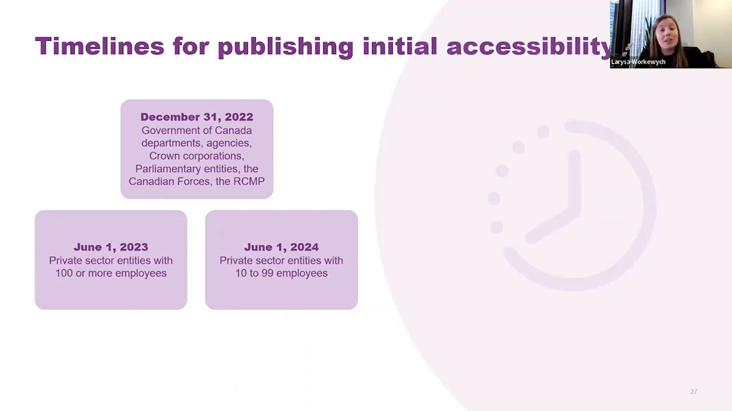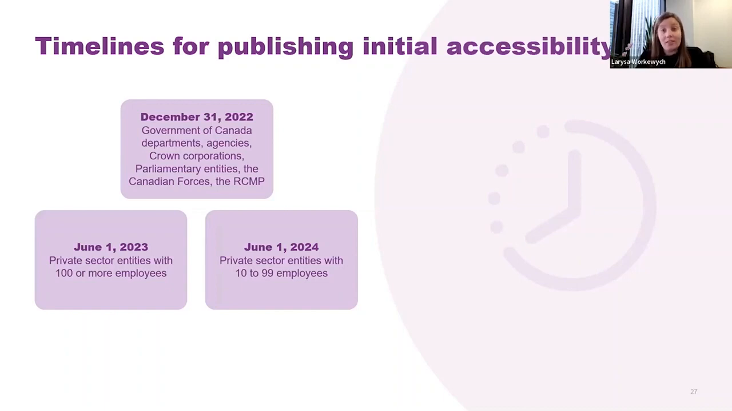If you're a private sector entity with 100 or more employees, you've got a little bit more time. Your deadline is June 1st of 2023, so next June. So you have less than a year, but a little more time than the government itself. And then private sector entities with between 10 and 99 employees have to publish their plans by June 1st of 2024. So you have over a year to get that done. And while those timelines may seem far away for some employers, they are going to come up sooner than expected, especially given the number of steps that have to be taken.